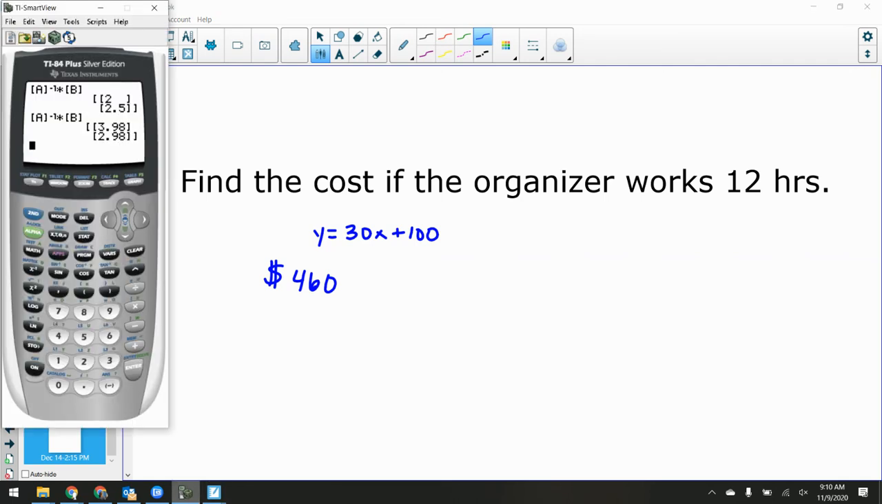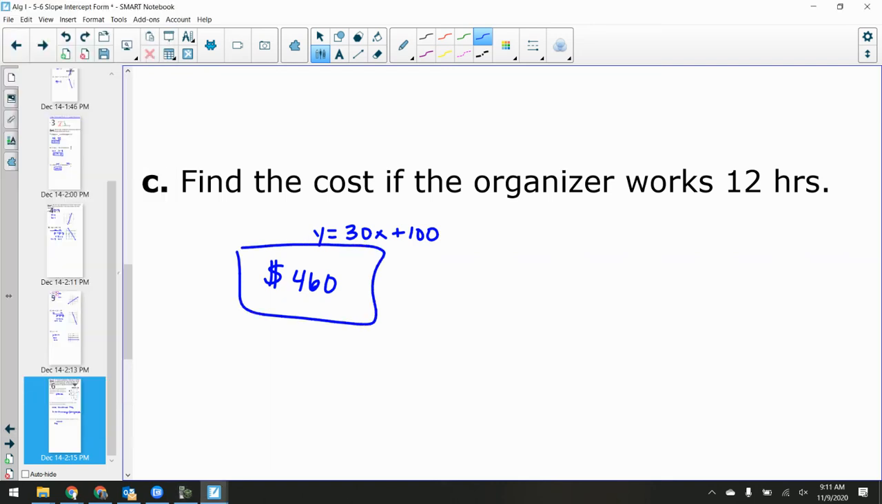So what do we do now, Liam? 30 times 12 plus 100 is 460. Yeah, $460. Questions about that? Wouldn't we have to write words to it, like it would cost? Sure. Honestly, though, it's just asking for the amount, so I'd be okay with that if we didn't write words.